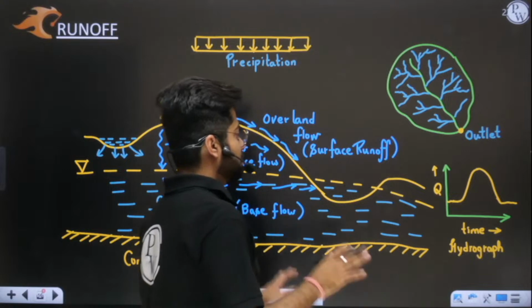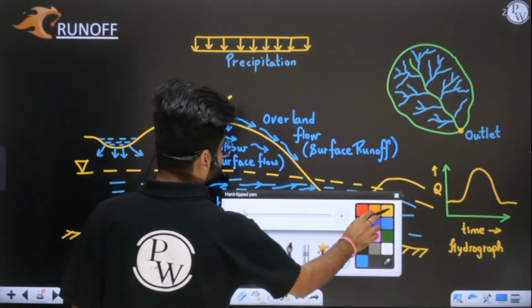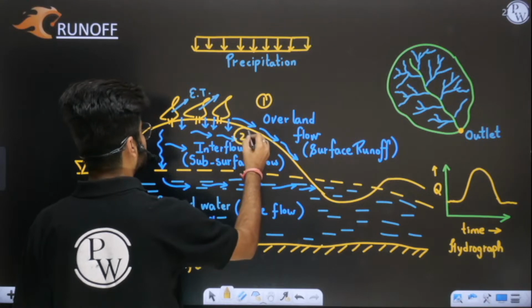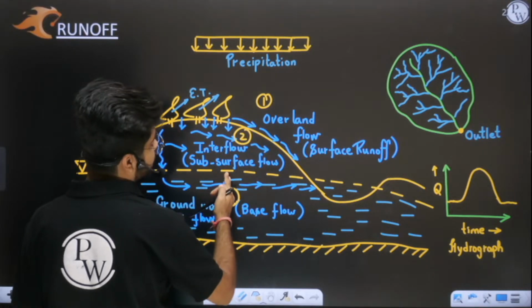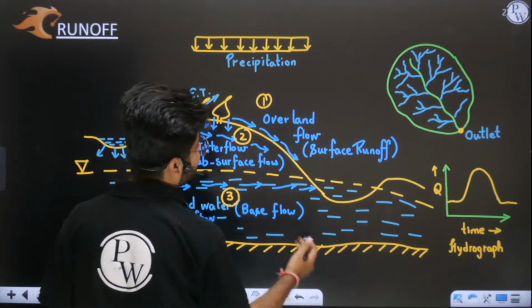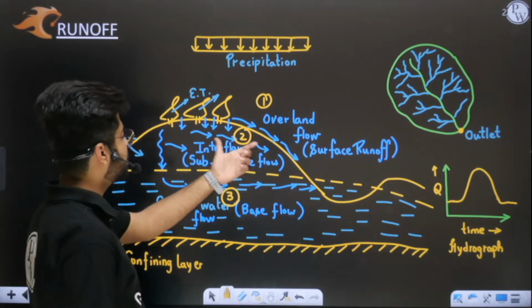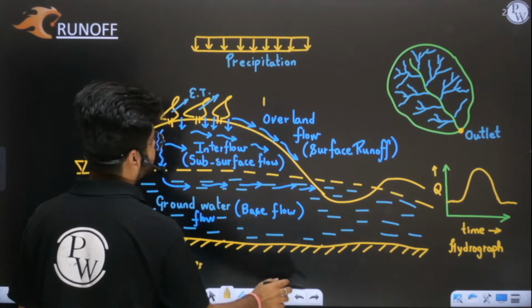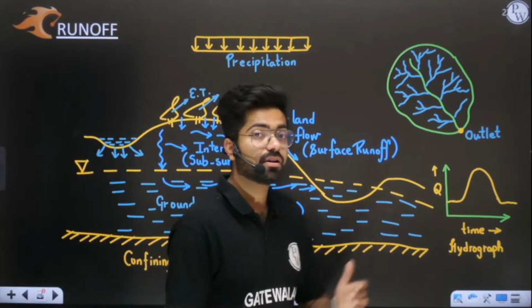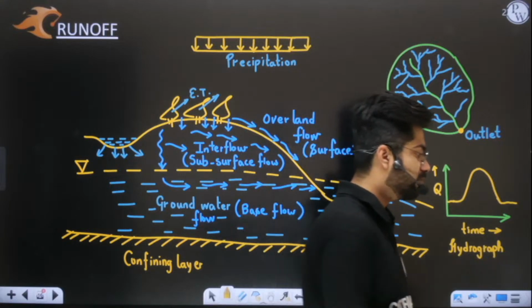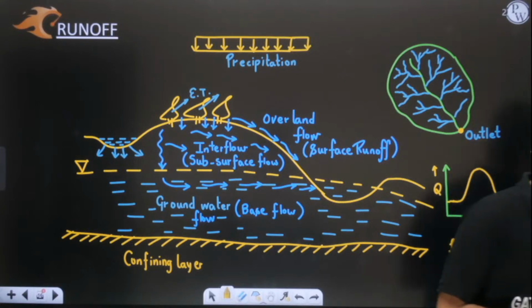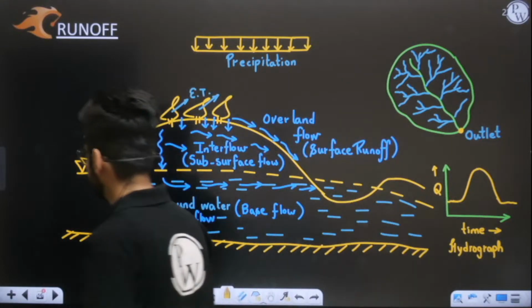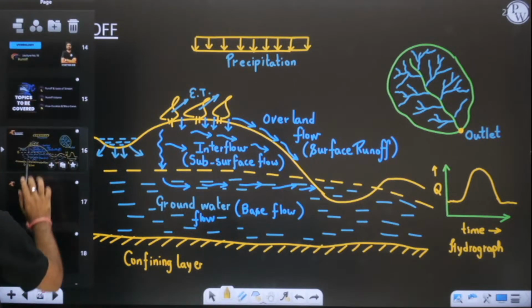Okay. So can you tell me this? Let us say this is 1, this is 2, this is 3. Can you guess which will take the highest time to reach your river? Is it overland flow, subsurface flow, or base flow? Which will take the maximum amount of time? Can you guess? 1, 2, 3. Just tell me. Let me see if you are able to understand this. If we consider them on the basis of time, which will take maximum time? Everyone kindly comment.